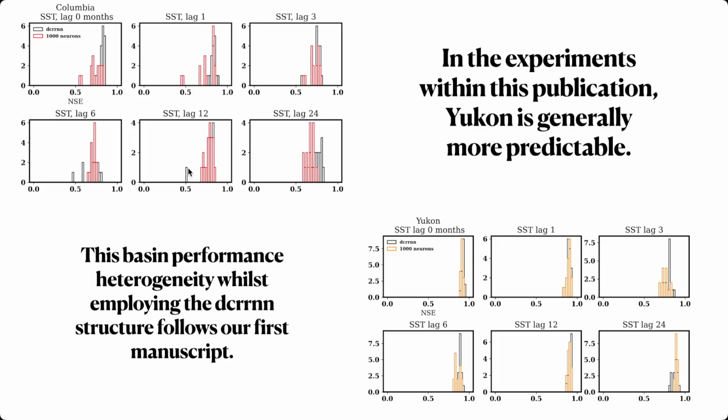In the experiments within this publication, we found that Yukon is generally more predictable. This basin performance heterogeneity, while employing the DISCERN structure in particular, here we look at DISCERN in the 1000 neuron, follows our first manuscript. No matter what data we use when we fix the neural network, we find that the basin itself does have some unique trait.